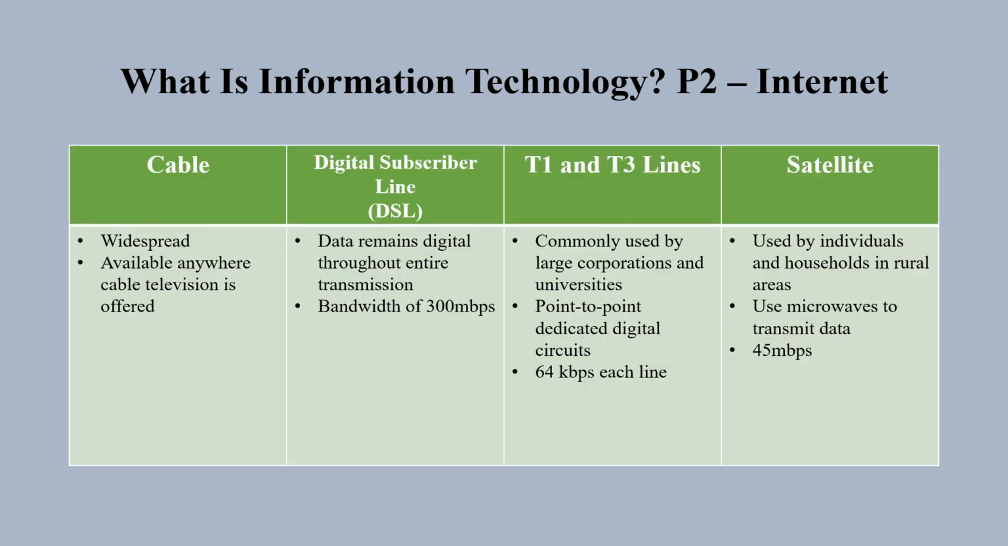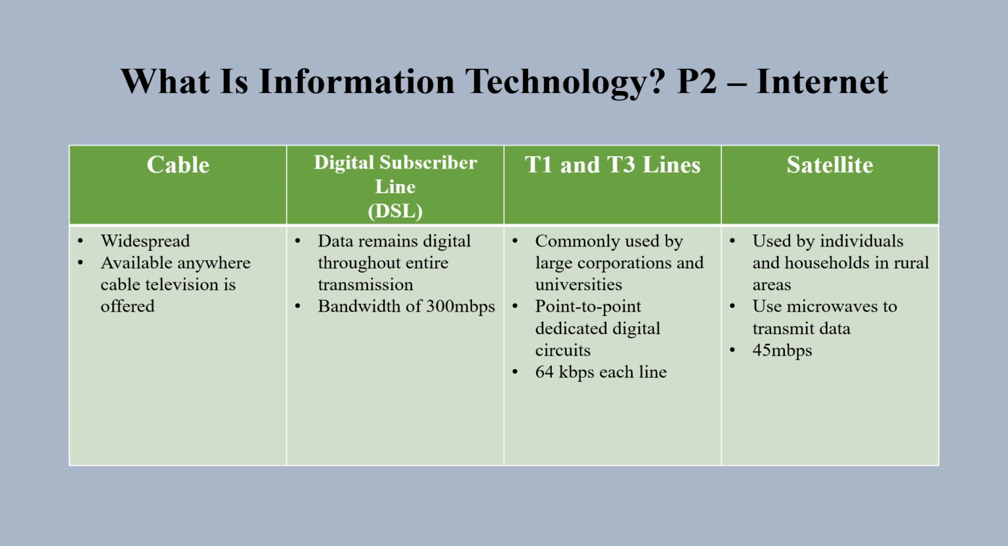So the 4 types of internet that I wanted to talk about were cable, the digital subscriber line, DSL, T1 and T3 lines, and satellite. Cable is widespread. It's available anywhere. Cable television is offered. DSL data remains digital throughout the entire transmission, and the bandwidth is 300 Mbps. T1 and T3 lines are commonly used by large corporations and universities. Point-to-point dedicated digital circuits, and each line, the T1 line and the T3 line, they both reach 64 kbps each line.